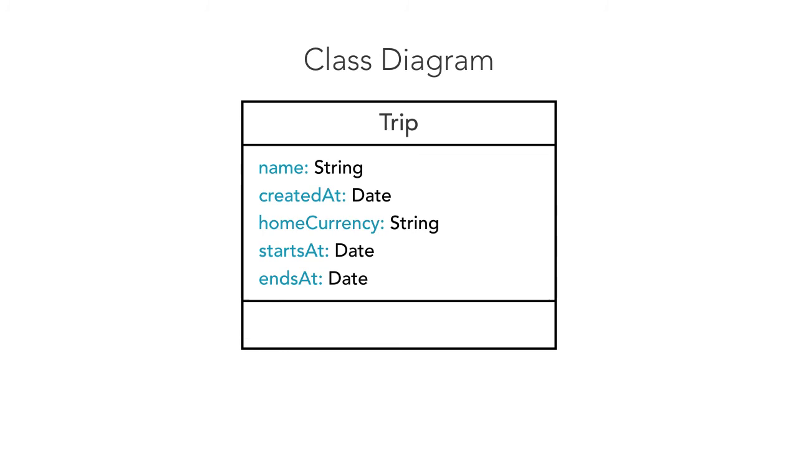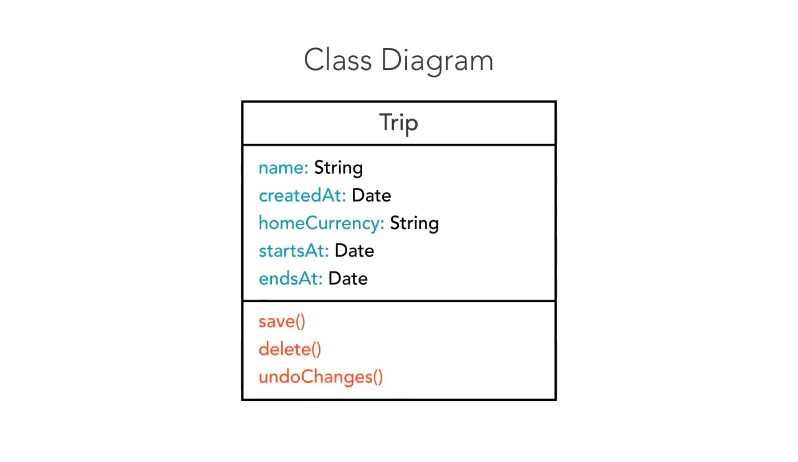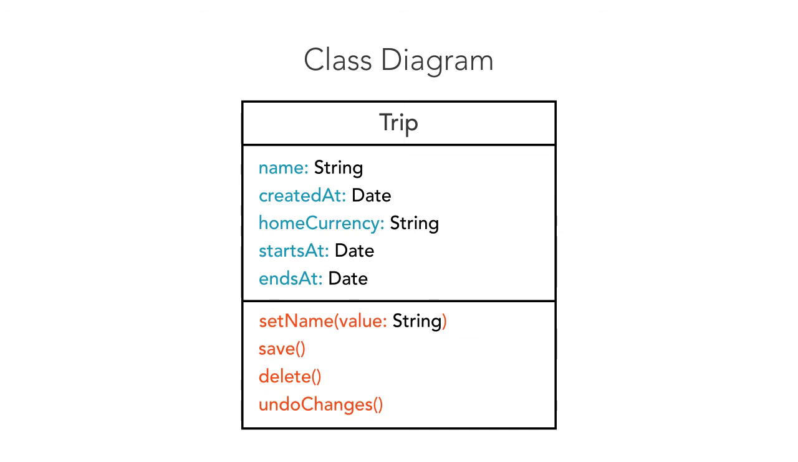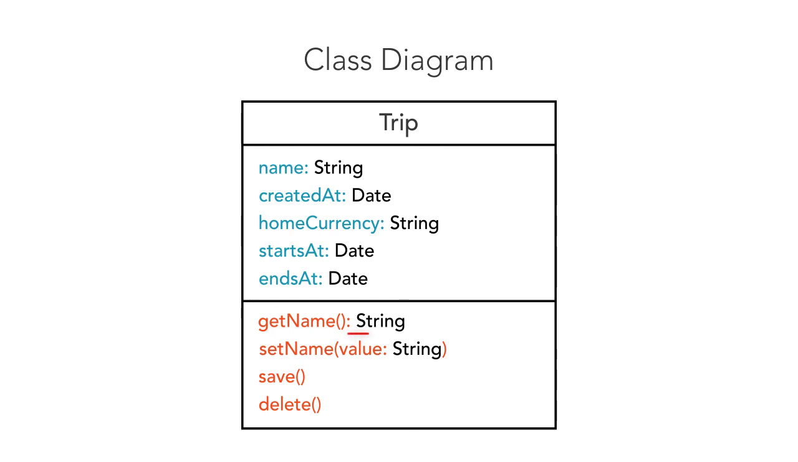Next comes the operations compartment. This is where we list the class's methods. Method names should be verbs in lower camel case. We can also specify method arguments. The parameters appear within the parentheses as name data type pairs. To show that a method returns something, we add a colon after the closing parentheses followed by the return type.